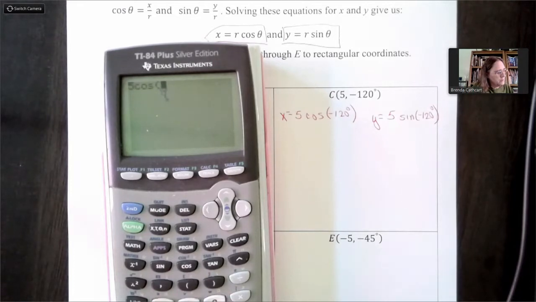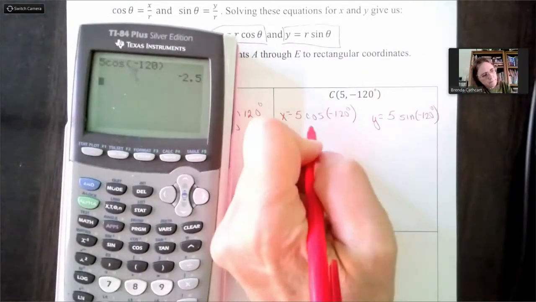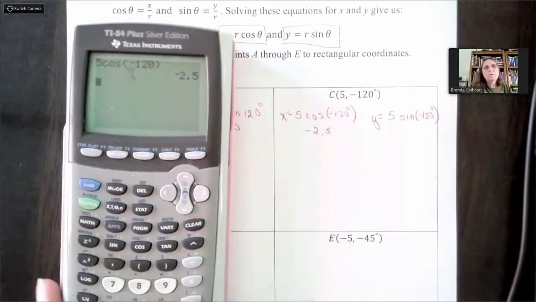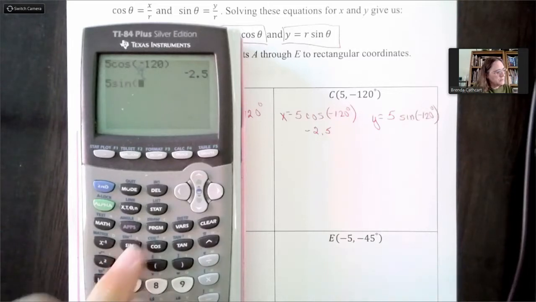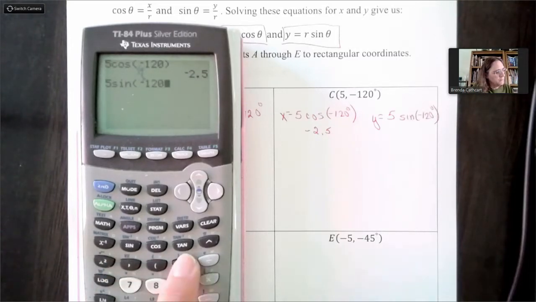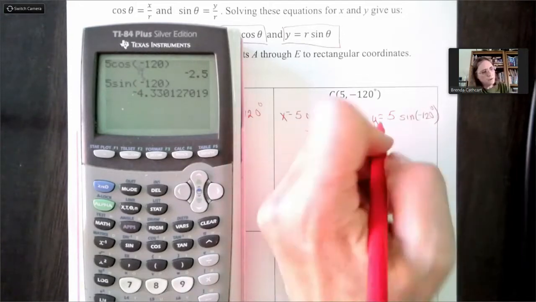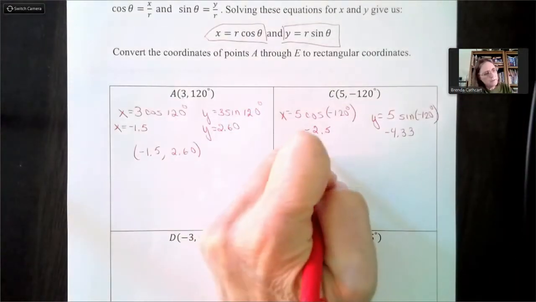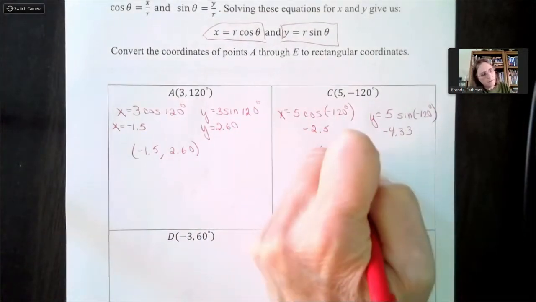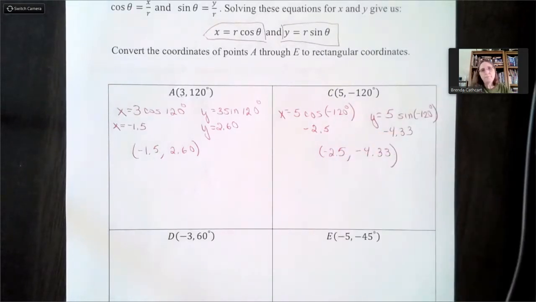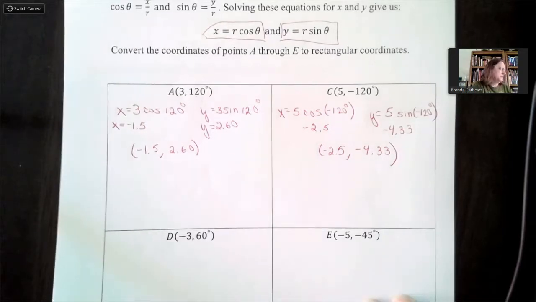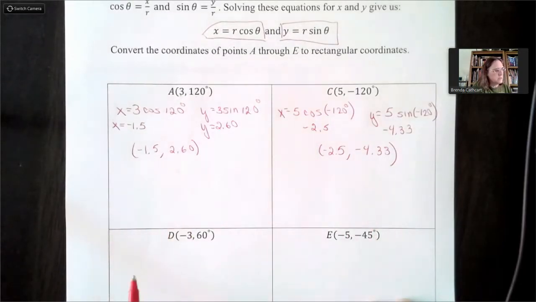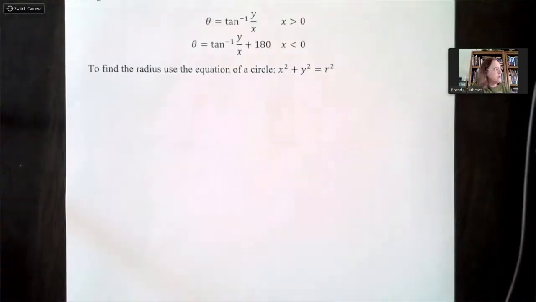We have 5 cos of negative 120, and we get negative 2.5. And for our y-coordinate, we have 5 times the sine of negative 120, and that gives us negative 4.33. So our ordered pair is negative 2.5, negative 4.33. Those are pretty simple. Let's just do A and C, and skip those other two because we know how to do those.